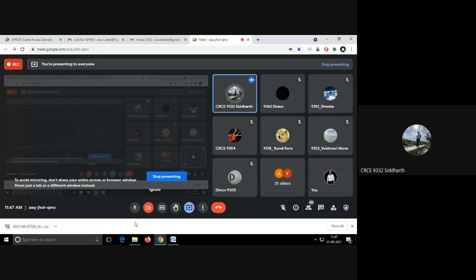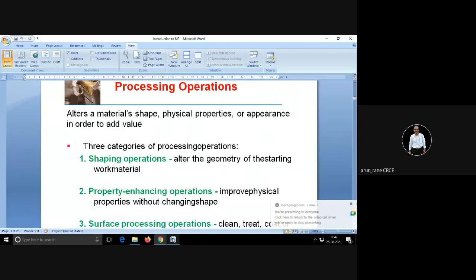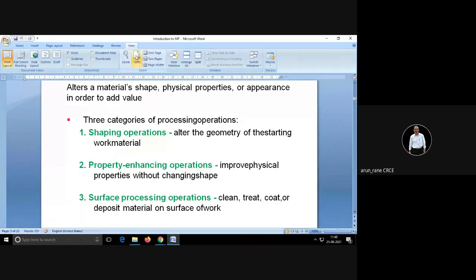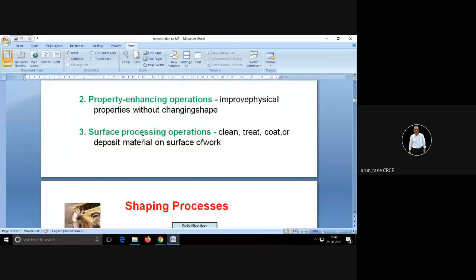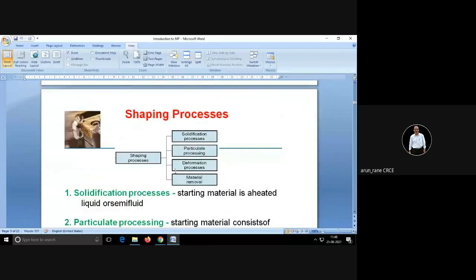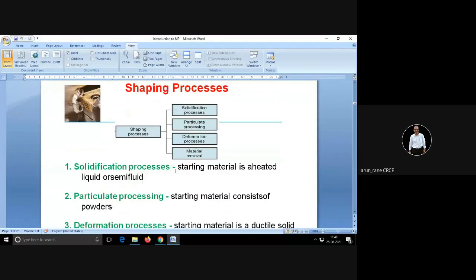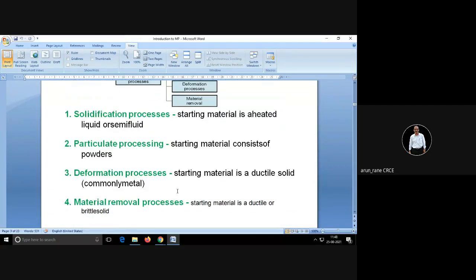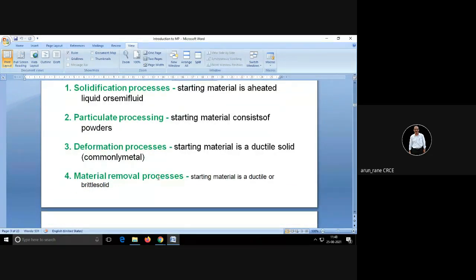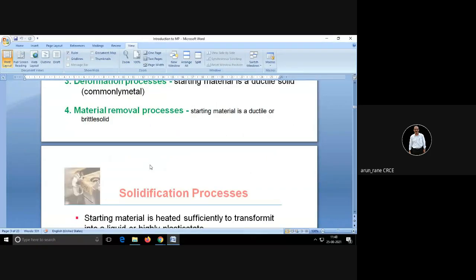Sir, we can start the lecture. Okay. So we are discussing processing operations. So you all know now what is property enhancing, what is surface processing. Shaping process means which gives the shape. So solidification process, basically it is casting. Particulate processing is nothing but the molding process. Deformation process is nothing but your rolling and drawing. And metal removal process is nothing but your lathe, milling, etc.